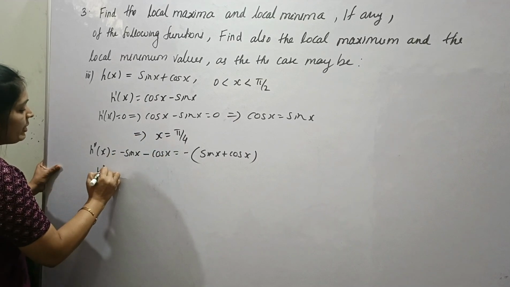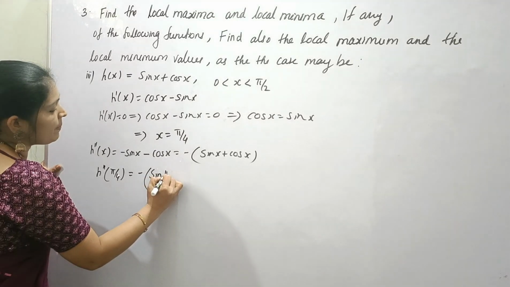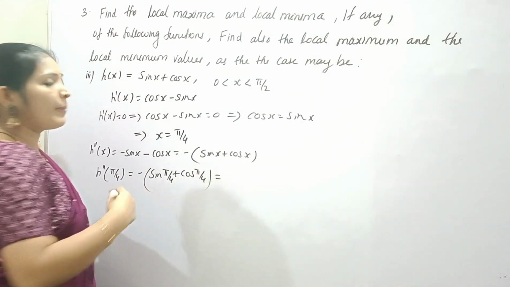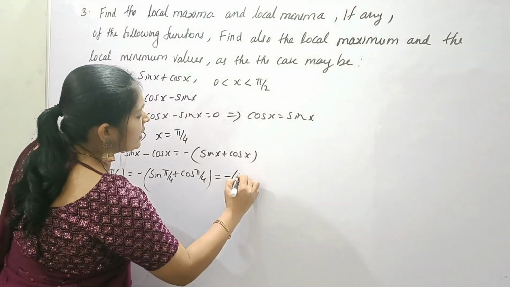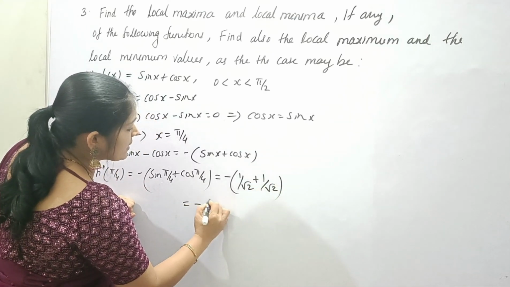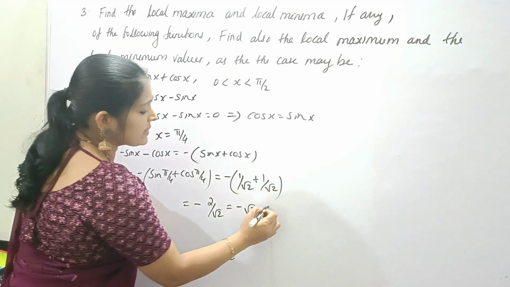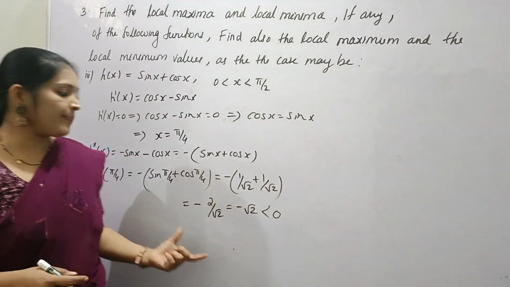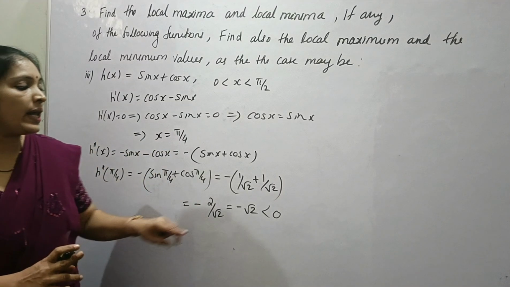That is h double dash of pi by 4 is equal to minus of sin pi by 4 plus cos pi by 4. We have sin pi by 4 is 1 by root 2 and cos pi by 4 is also 1 by root 2. So minus of 1 by root 2 plus 1 by root 2, that is minus 2 by root 2, that is minus root 2. So minus root 2 is less than 0. Okay. So by second derivative test we say x is equal to pi by 4 is a point of local maxima.